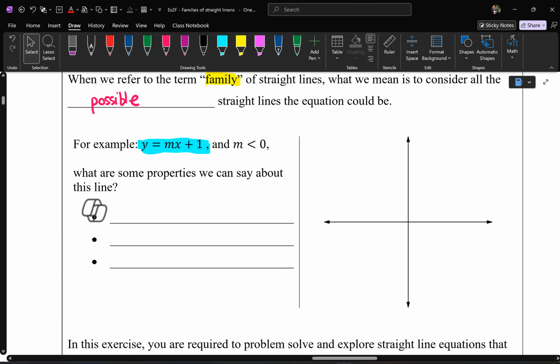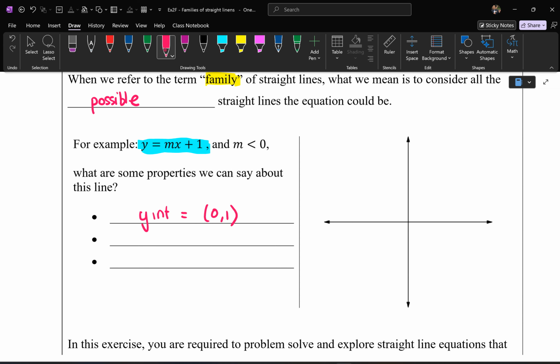Yeah, that's the most obvious. So we've got the y-intercept is equal to (0, 1). So that's a definite thing. So on this graph, even though I don't know what m is, I do know that it's (0, 1). Notice there's a little detail that I put in that I haven't read out.